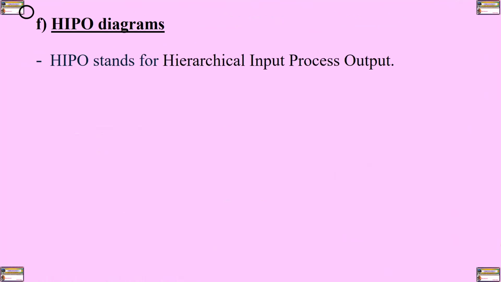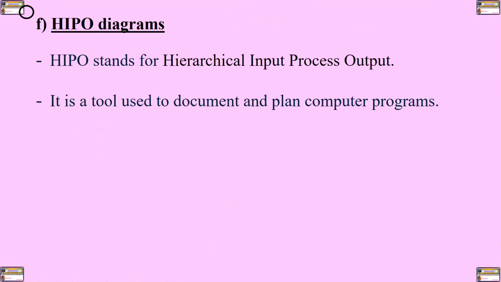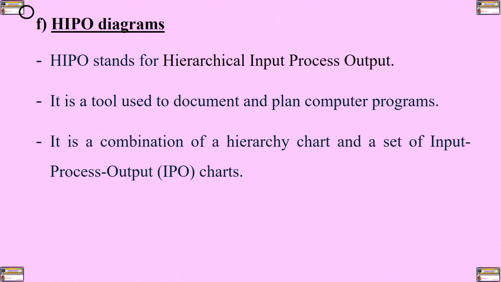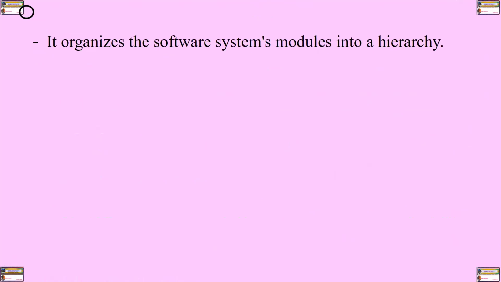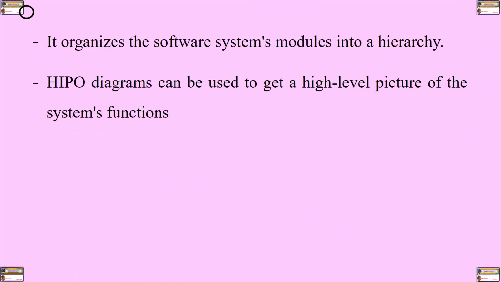HIPO stands for Hierarchical Input Process Output. It is a tool used to document and plan computer programs. It is a combination of a hierarchy chart and a set of input process output charts. The HIPO diagram assesses the system and facilitates documentation. It organizes the software system's modules into a hierarchy.